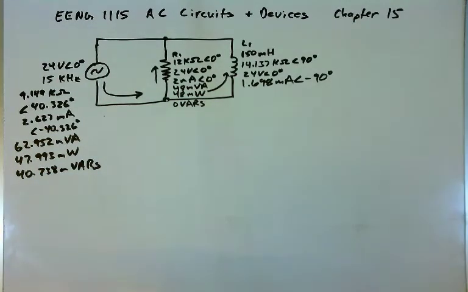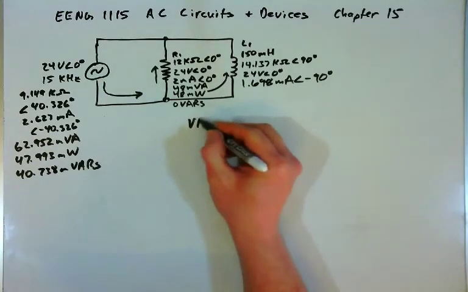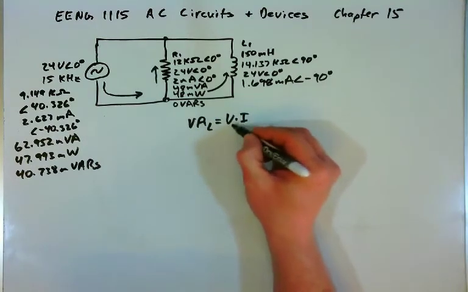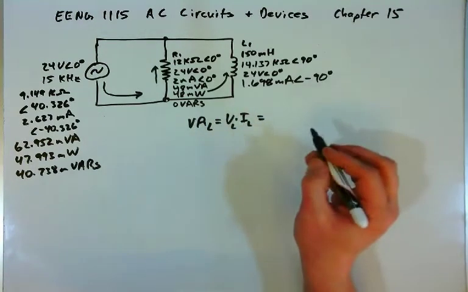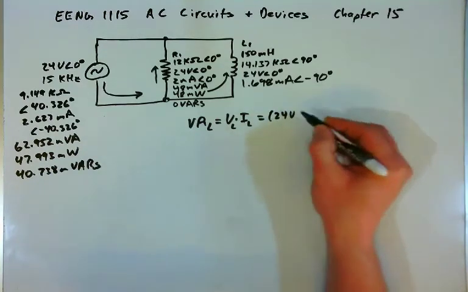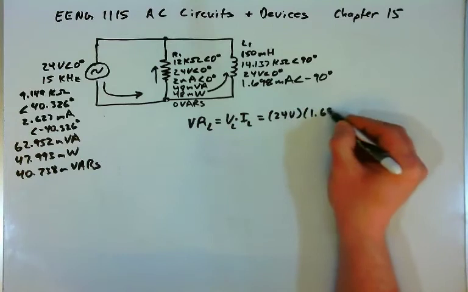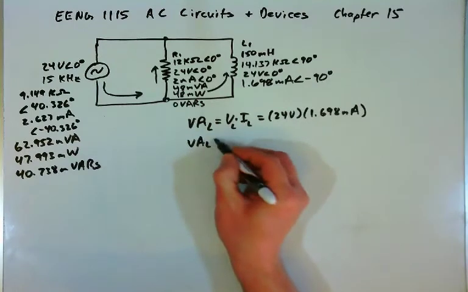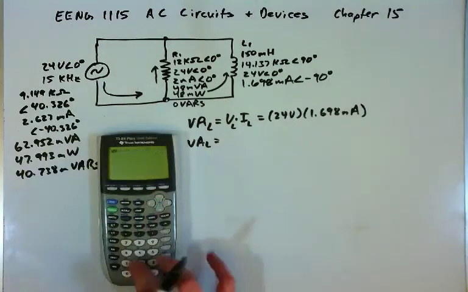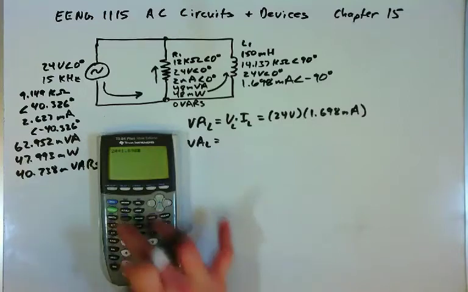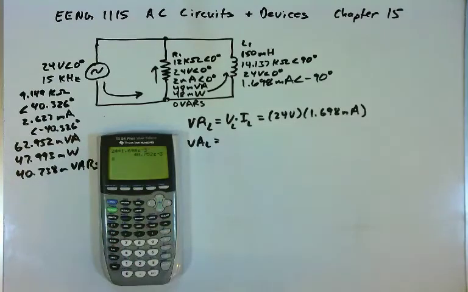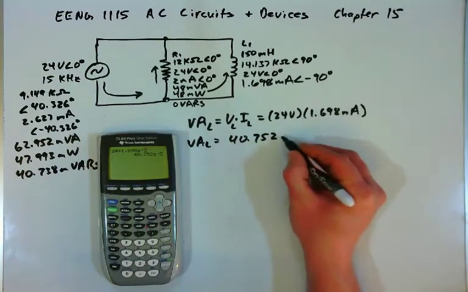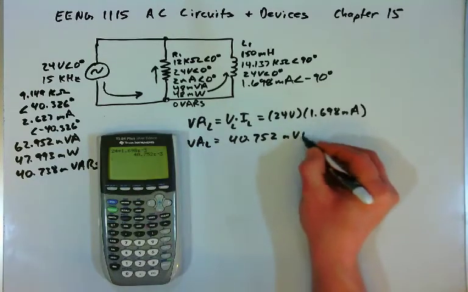Finally, now we can look at the power for the inductor, and we'll start with the volt amps again. Volt amps of the inductor will be just the voltage times the current of the inductor. Voltage is 24 volts. Current is 1.698 milliamps. And so the volt amps of the inductor will be 24 volts times 1.698 milli, and we get 40.752 millivolt amps.